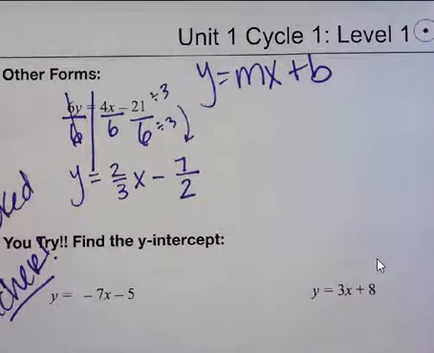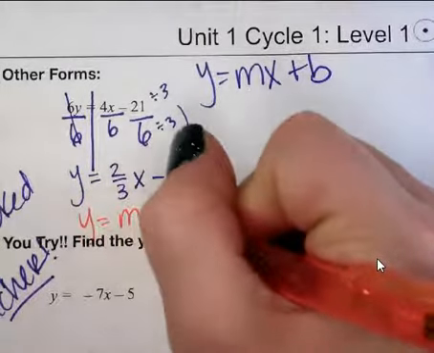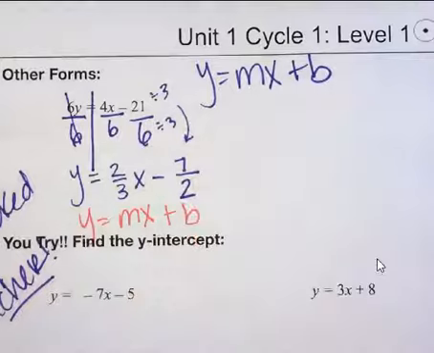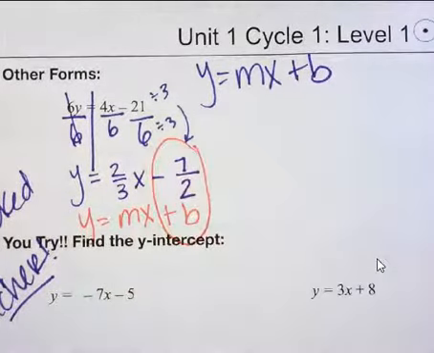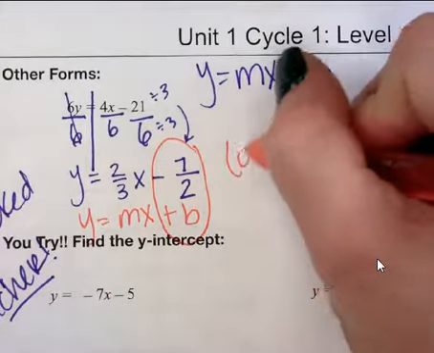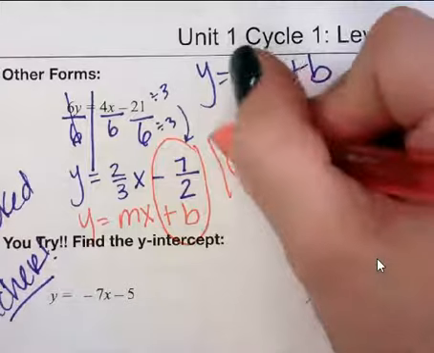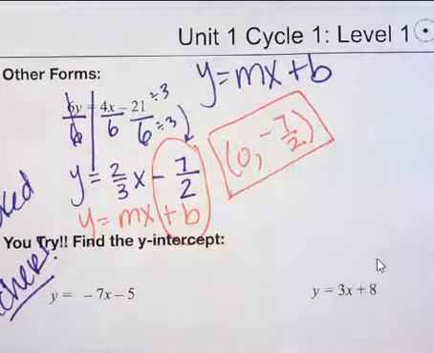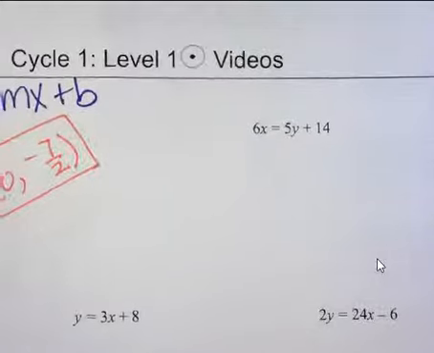Okay? So it's not as pretty as our other ones, but I can still find my b value. And in this case, my b value is negative. So I'd have 0, negative 7/2. Some of you might be inclined to turn that into a decimal. That's okay. You do not have to. You're allowed to leave it just like that as a fraction. Okay, there's one more here we're going to do together.